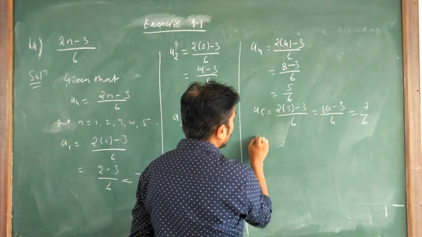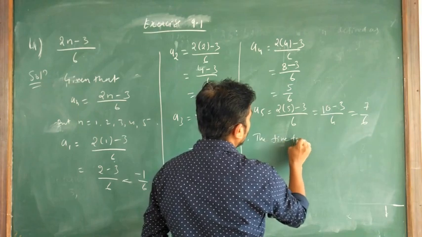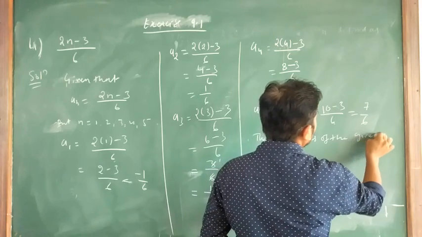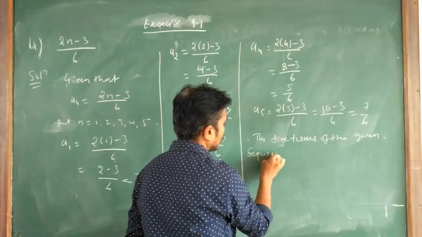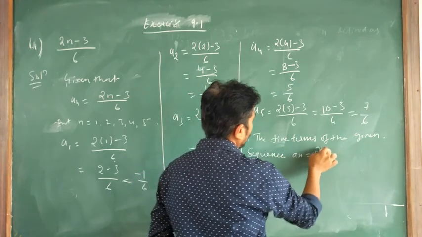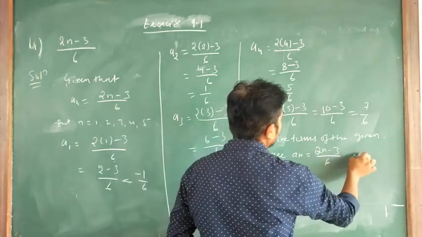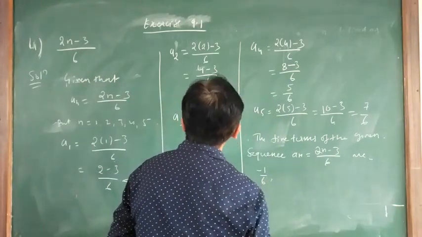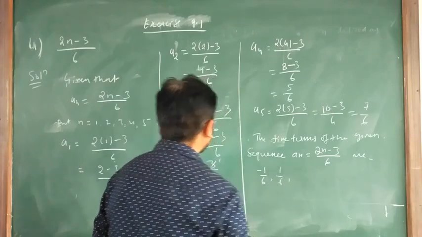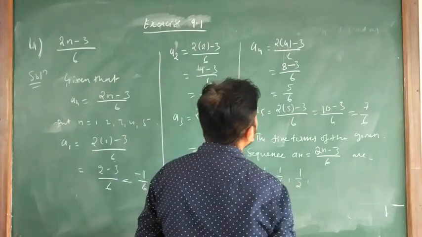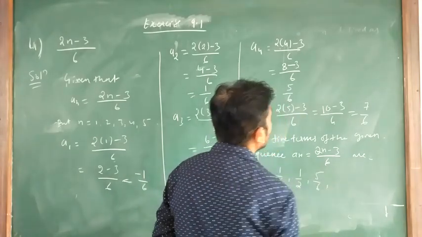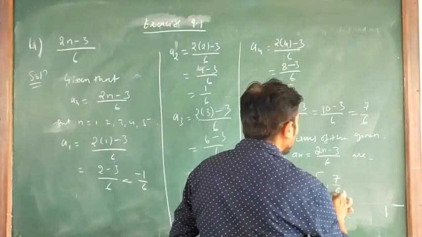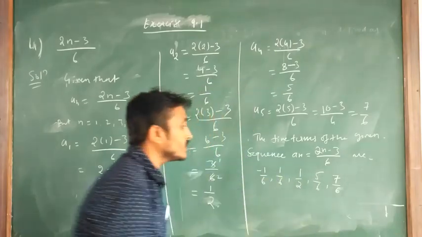So the 5 terms of the given sequence an equals 2n minus 3 by 6 are: first one is minus 1 by 6, 1 by 6, 1 by 2, 5 by 6, 7 by 6. These are the 5 terms of the sequence.